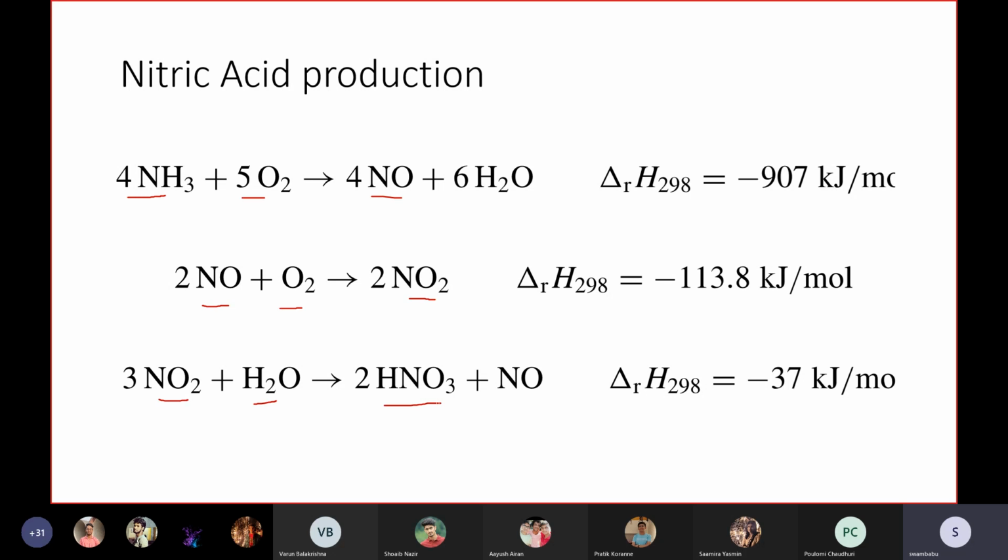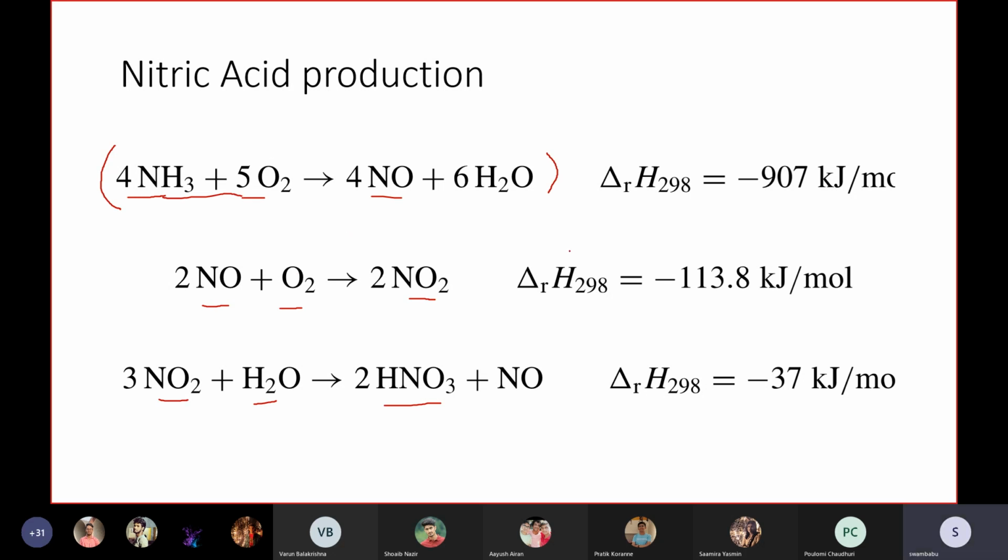So there is no major hassle in the second reaction. Here, as I showed you, this is the important reaction, nitric oxide.